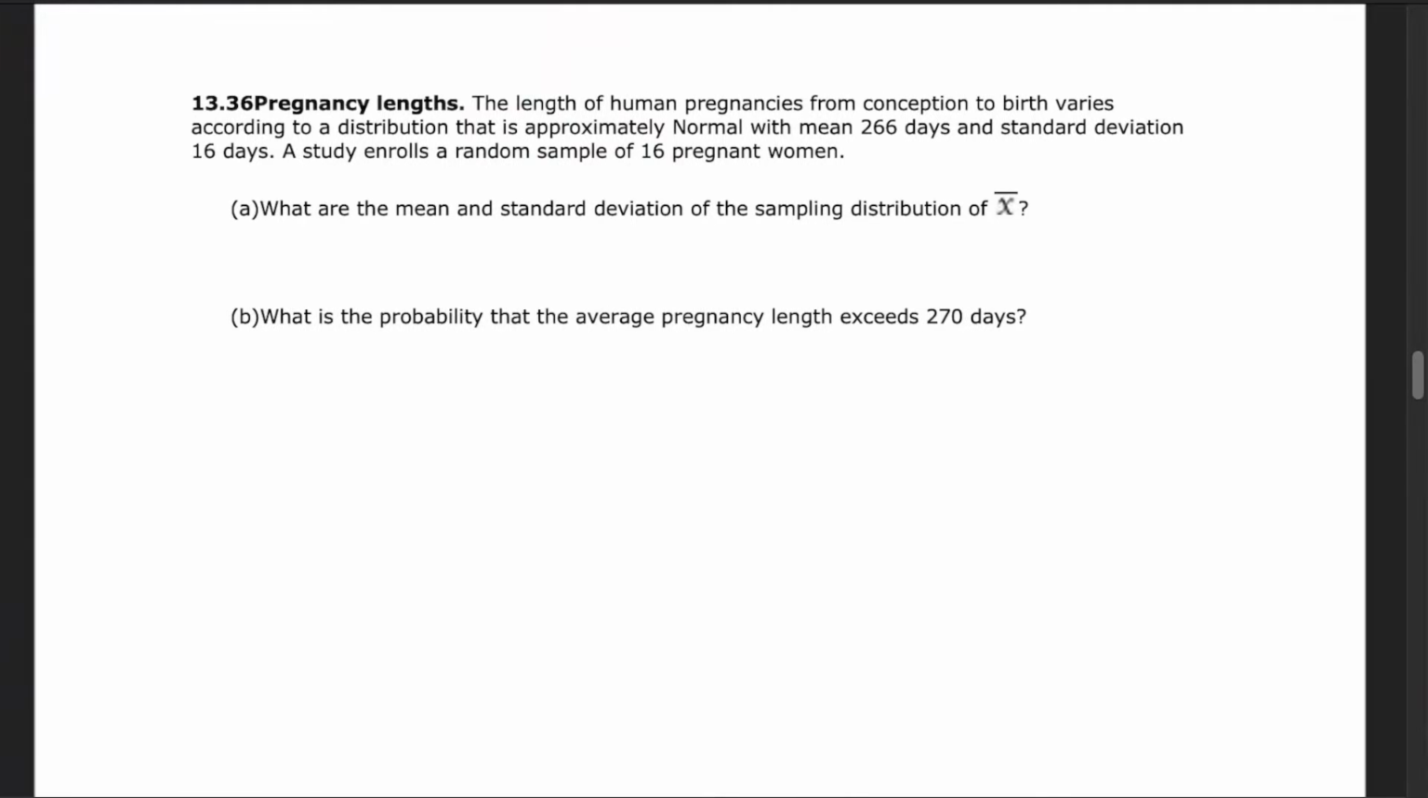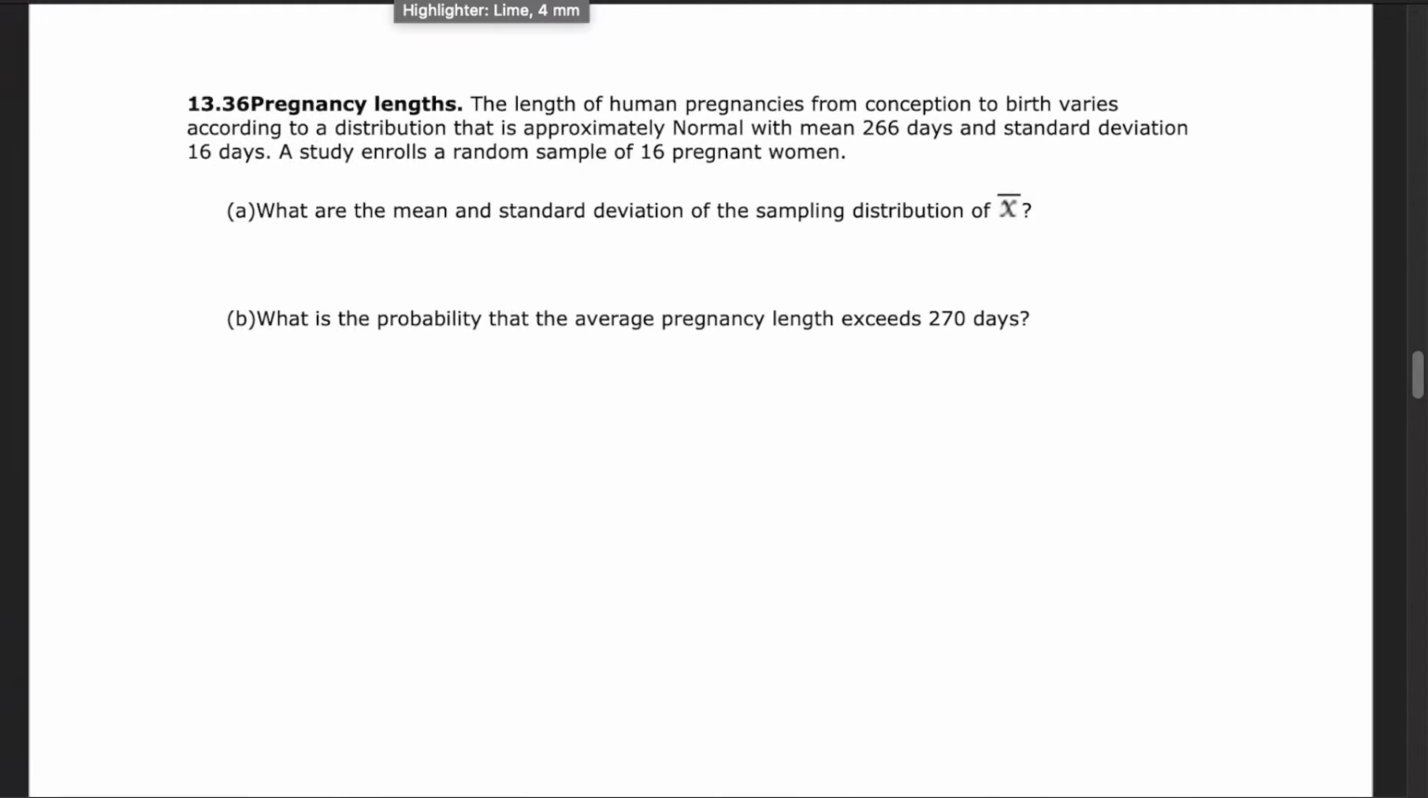In this question, the length of human pregnancies from conception to birth varies according to a normal distribution. The mean is given, that is mu, and the standard deviation is 16 days. A study enrolls a random sample of 19, so that is n. In the first subquestion, let's see what they're asking: what are the mean and standard deviation of the sampling distribution of x bar?